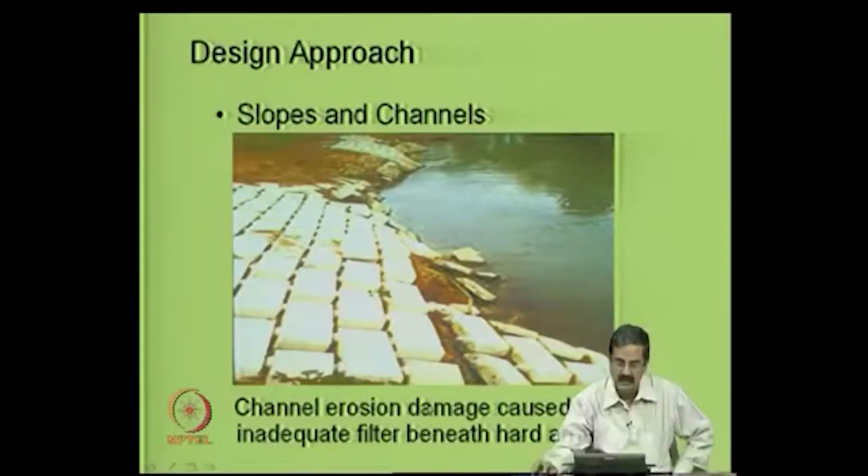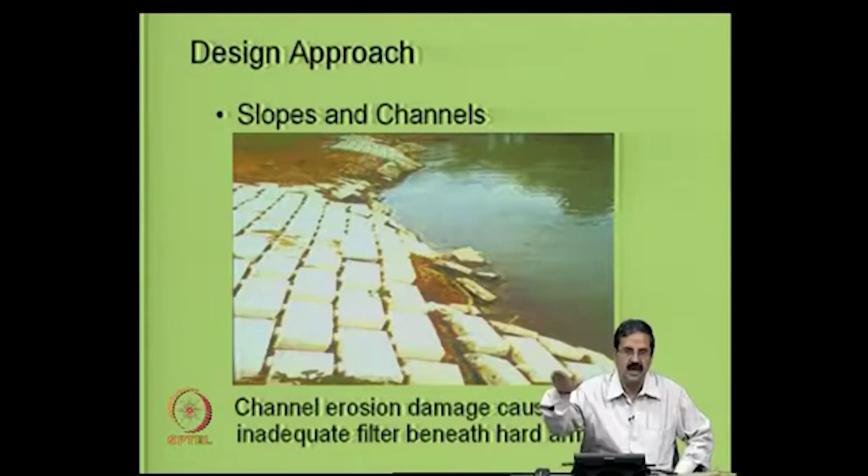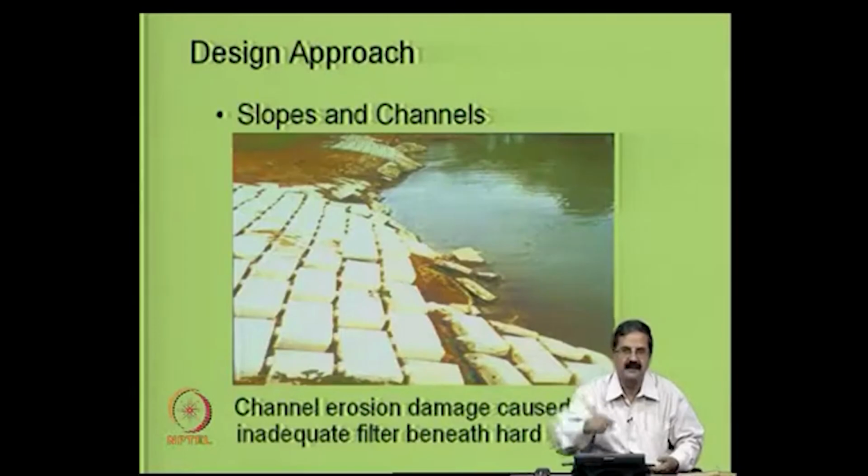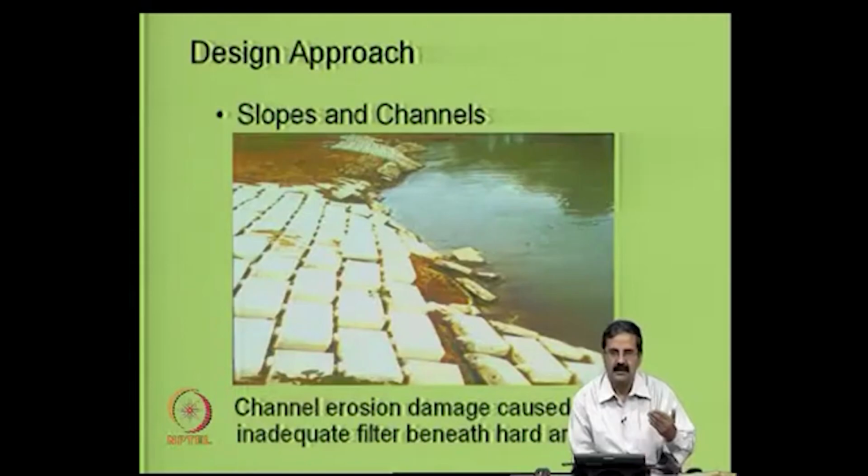This is an example where channel erosion damage occurred because of inadequate filtration beneath the area. You can see that all these materials have gone into this material. So, if the design is not perfect, all these things are possible. Even we had a case study here about 2 years back, where the water level rose and they constructed a small retaining wall, and it overturned. It was a nice tank called the Sankey tank, which is close by in Bangalore.